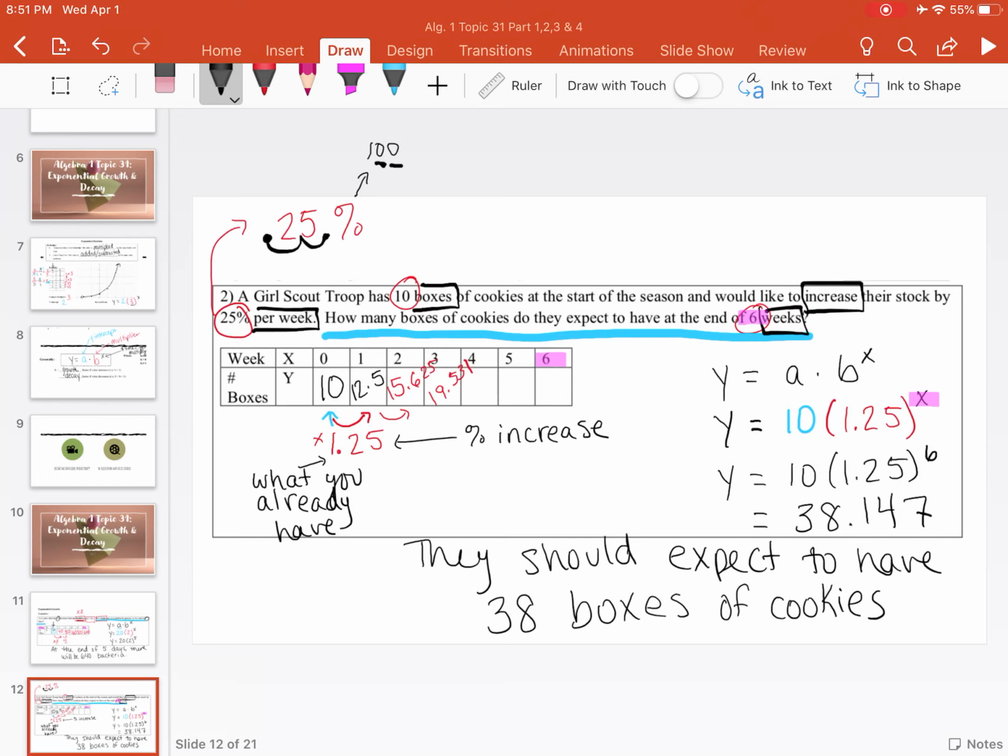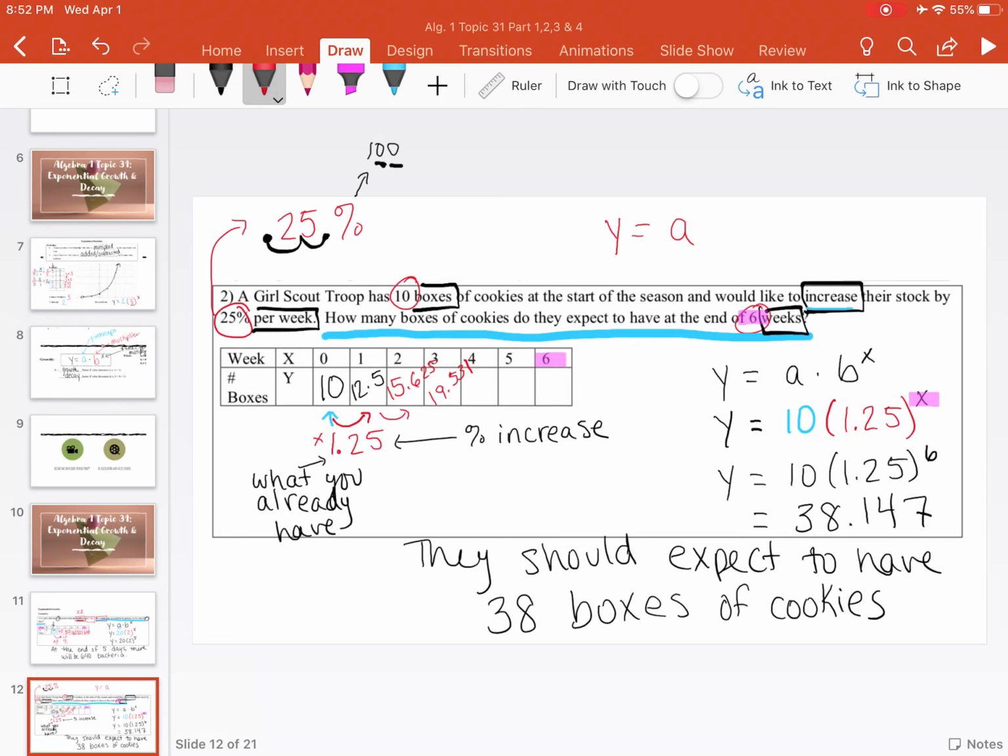Now, another way to see this problem, we know right off the bat that we're dealing with growth because we have this word increase here. So, exponential growth actually has its own formula. Now, you can do this using y equals a times b to the x, but I just want to share with you another way that it can be written. So if you like to use this way, you can.